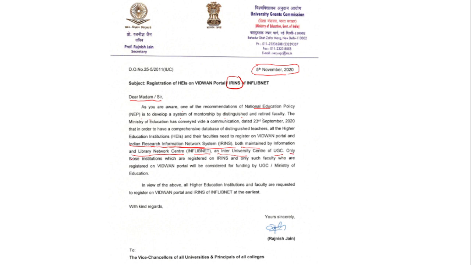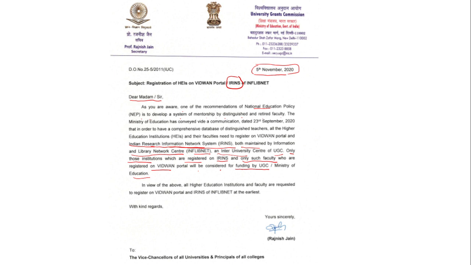Again, UGC says only those institutions which are registered on IRINS and only such faculty who are registered on the Vidwan portal will be considered for funding by UGC or the Ministry of Education. So now UGC is making it compulsory that if you are asking for funding from the UGC or the Ministry of Education, your organization should be registered on IRINS, and the faculty members who are asking for the funding also have to be registered on the Vidwan ID. Then and only then will your grant be sanctioned by the UGC.